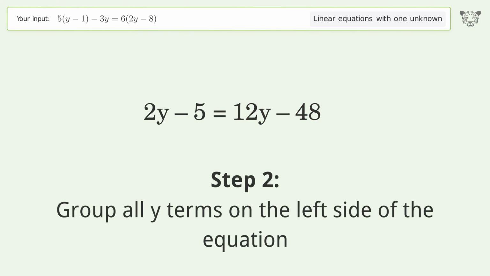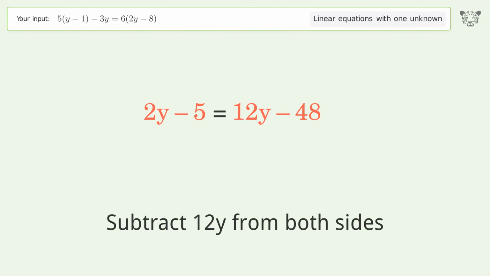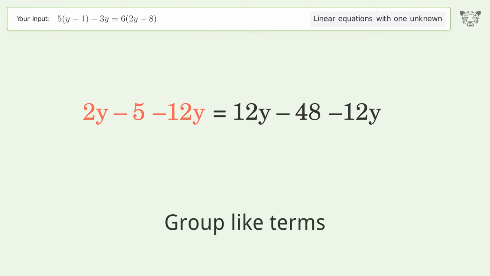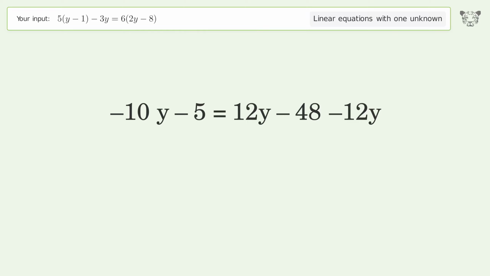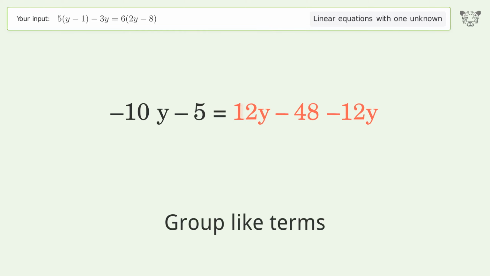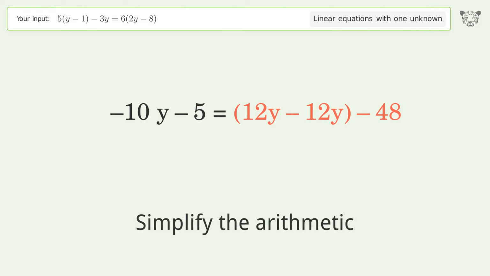Group all y terms on the left side of the equation. Subtract 12y from both sides. Group like terms. Simplify the arithmetic. Group like terms. Simplify the arithmetic.